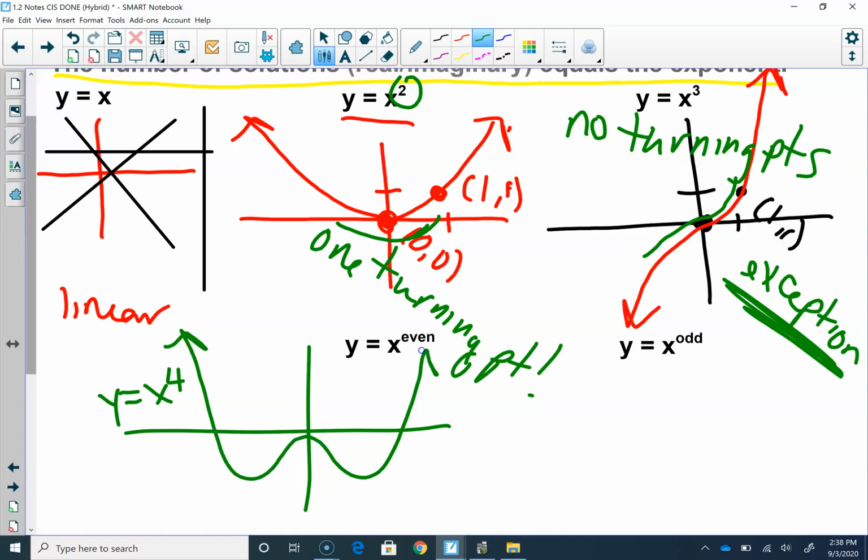So I'm expecting 3 turning points. Let me show you where they are. Here's one, here's the second one, and here's a third one. So this has 3 turning points. We're just graphing these by hand.